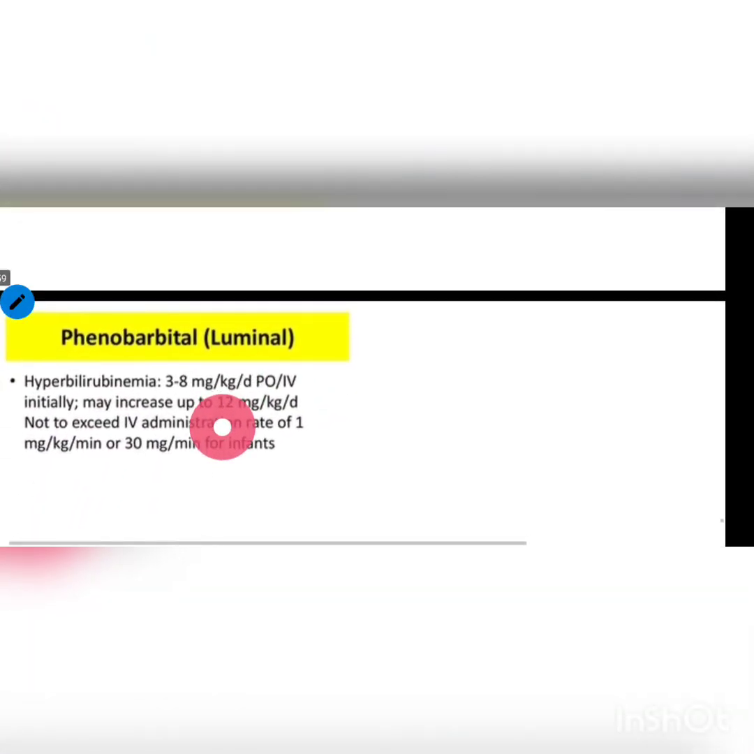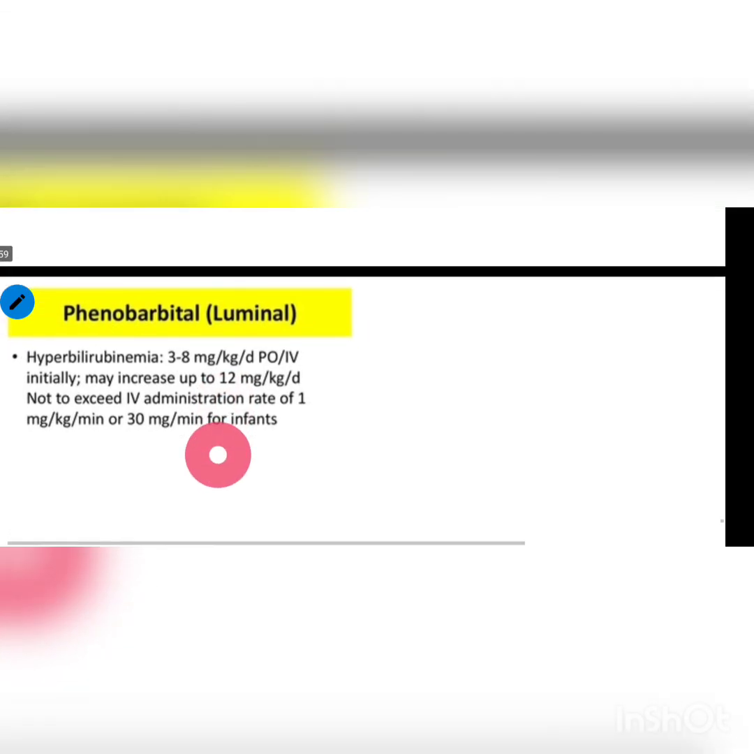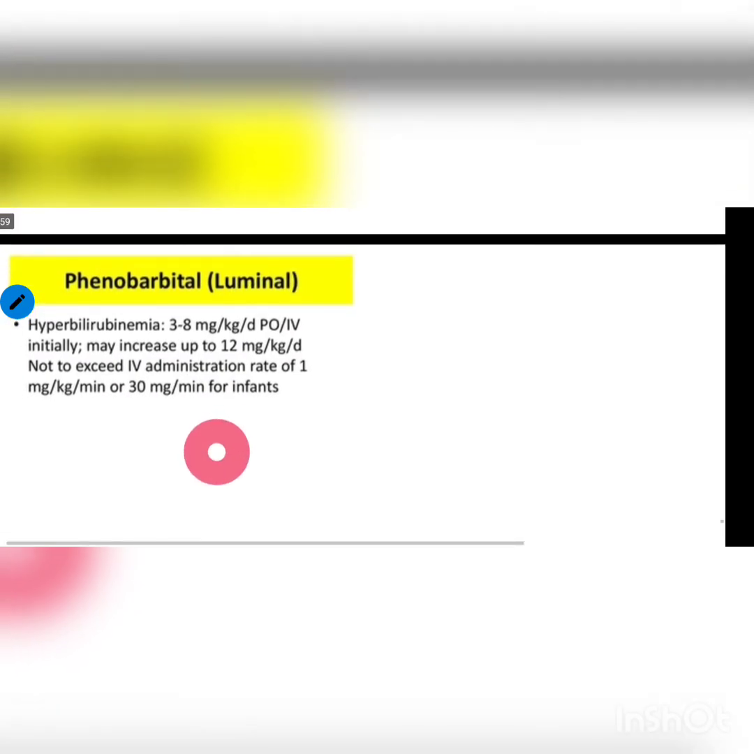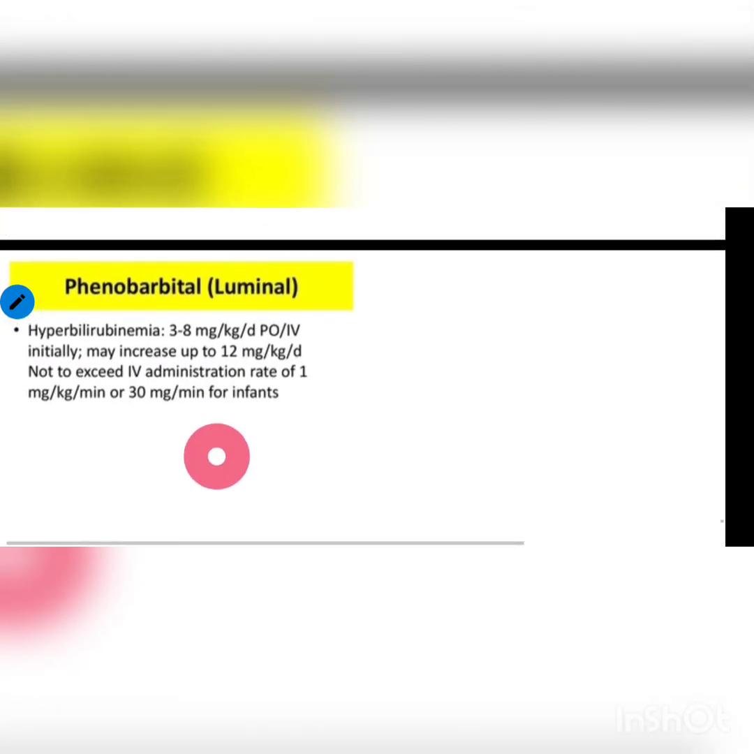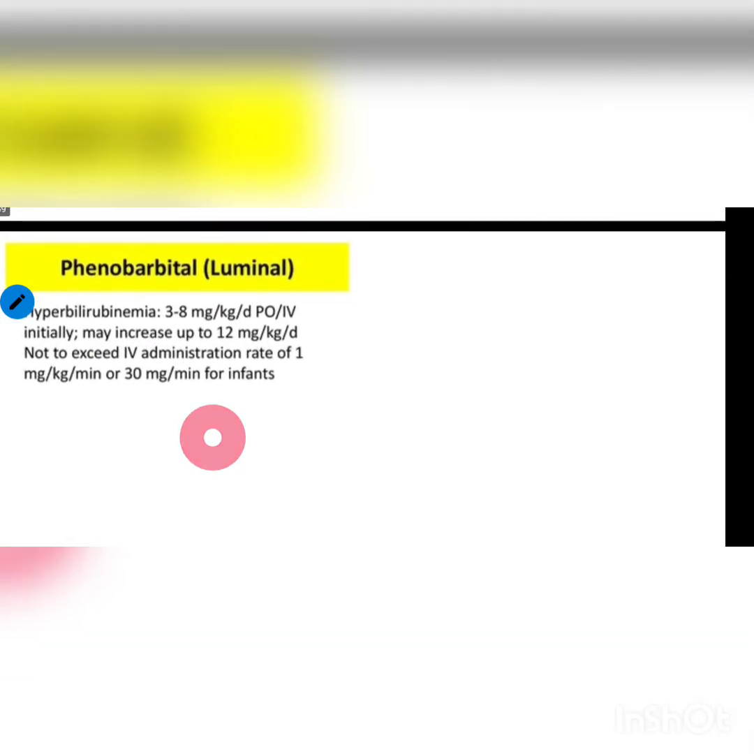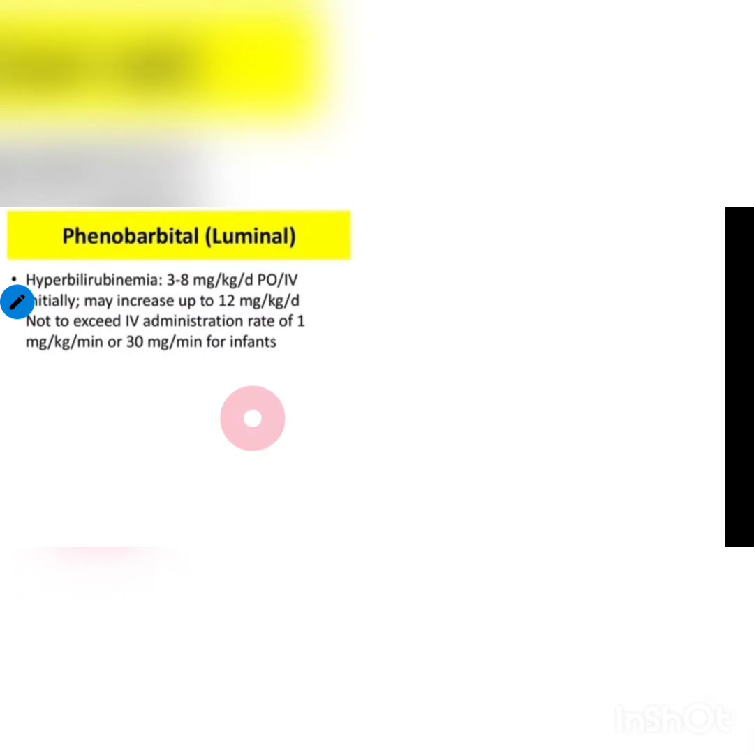So phenobarbital or Luminal for hyperbilirubinemia: we should prescribe phenobarbital 3 to 8 milligram per kg per dose orally or IV. Initially it may be increased up to 12 milligram per kg per dose, not to exceed an IV administration rate of 1 milligram per kg per minute or 30 milligram per minute for infants. That is important.